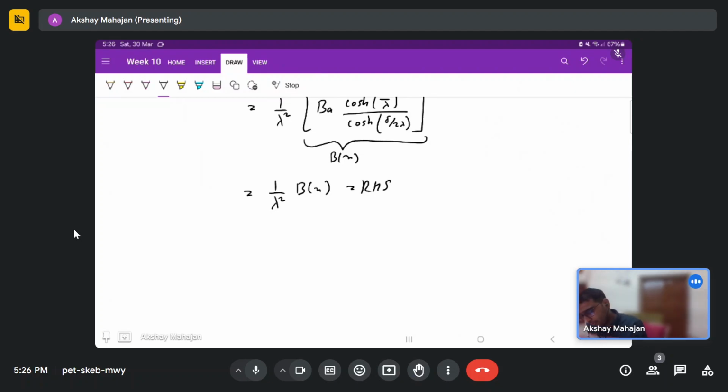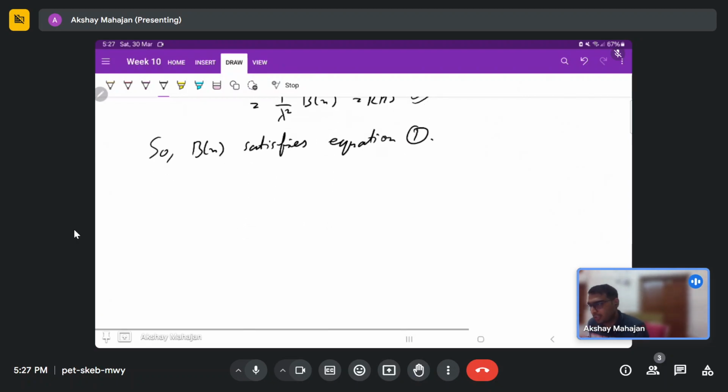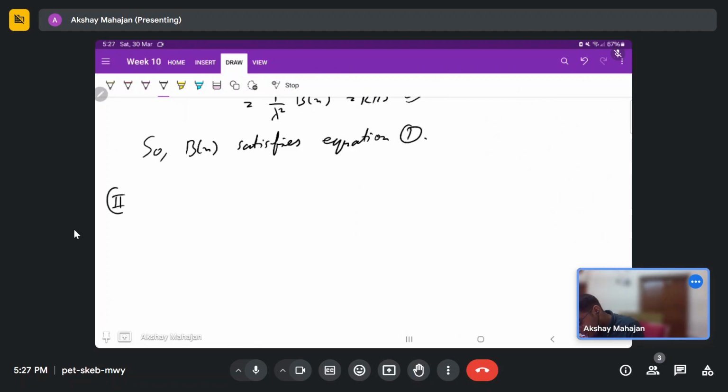Okay, so our B of x satisfies equation 1. Okay, so it satisfies equation 1. Now we have to check the boundary conditions.